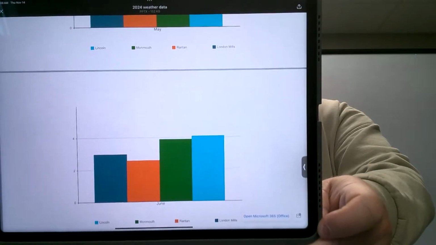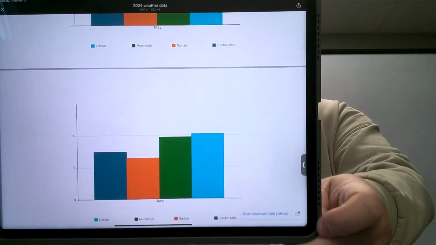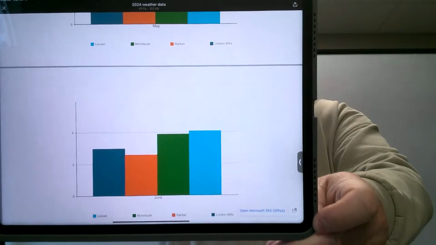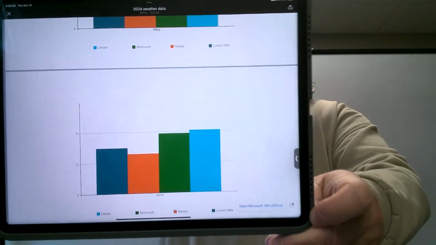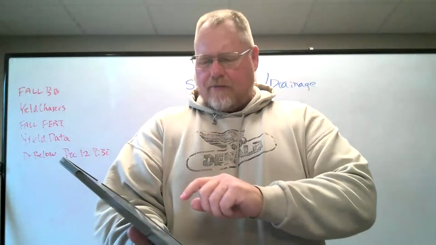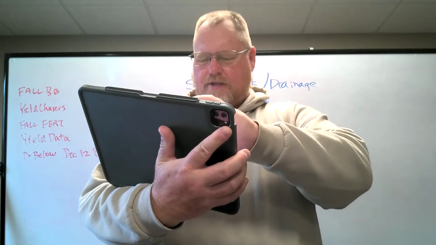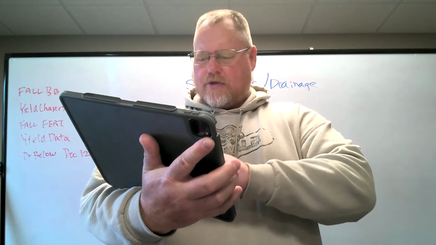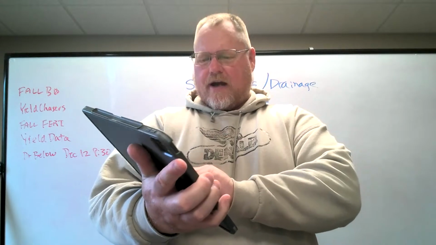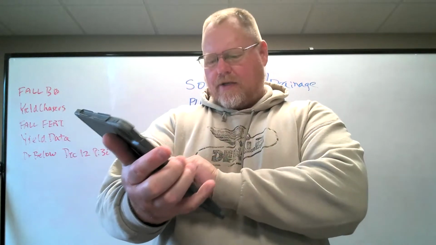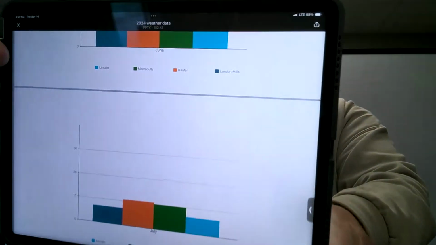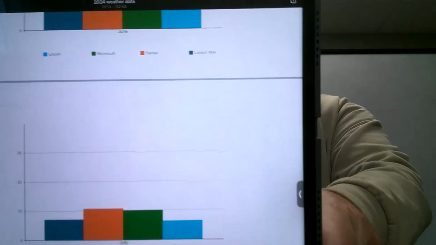And in June, everybody was thinking, oh man, here we go again. We're going back into kind of a '23 pattern. And we kind of sort of did, because in '23, when the derecho went through, things got wet. This year we didn't have a derecho, but things still got wet. So here is July, and the bars look short, but notice the scale.